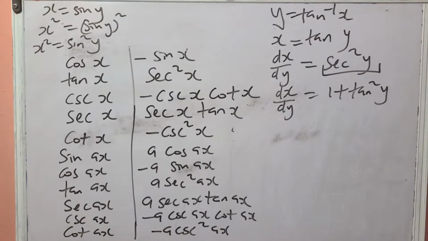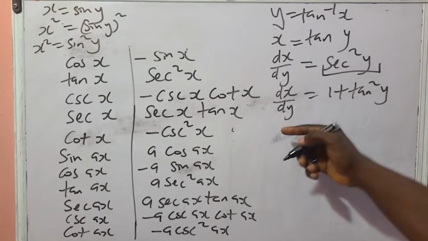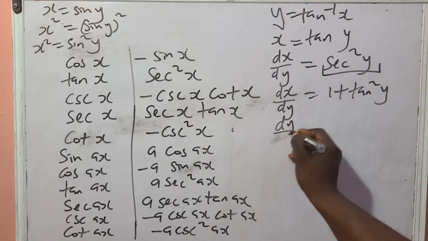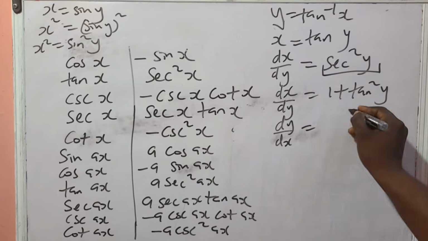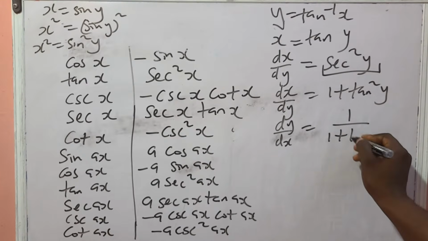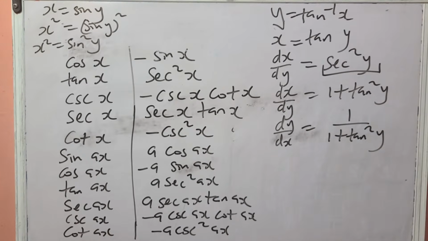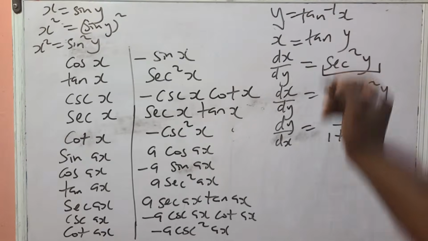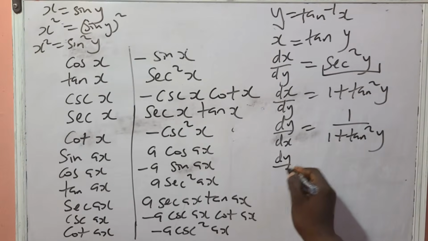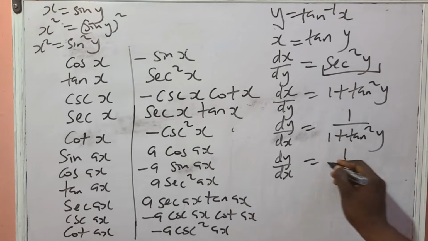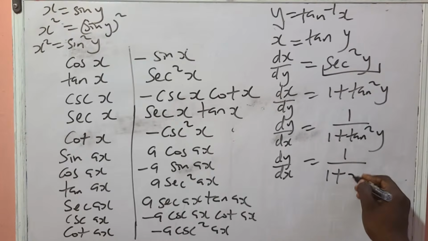I just need to go on to invert this to do the y over the x. So the y over the x will be equal to what? 1 over 1 plus tan squared y. So now, if you want to leave it this way, you are perfect, you are good. It's not an issue at all. But if you want to make it in terms of x, the y over the x will be equal to 1 over 1 plus x squared.